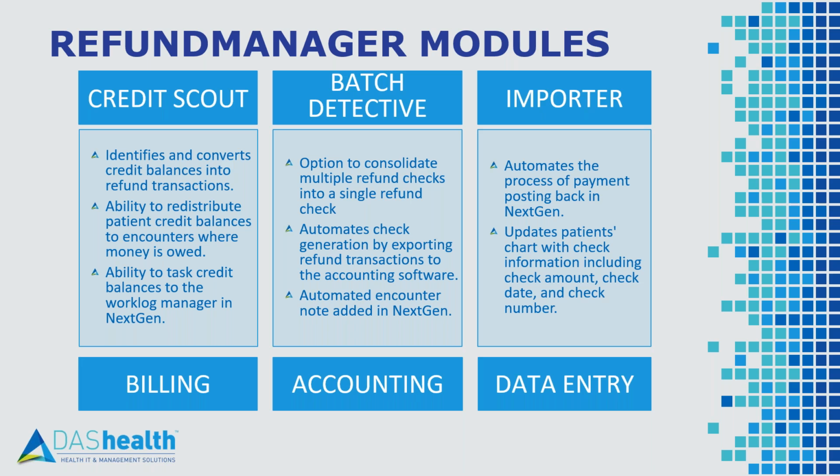The second module you'll see is the Batch Detective module, and that's the one that brings the refund information over to your accounting applications. So you can just feed that information into accounting applications, so you no longer have to do the data entry there. And then the third module is the import module, and that is the one that brings the printed check information, as far as check number, check date, and check amount, and brings that back into NextGen and updates the patient account and patient chart with that information.